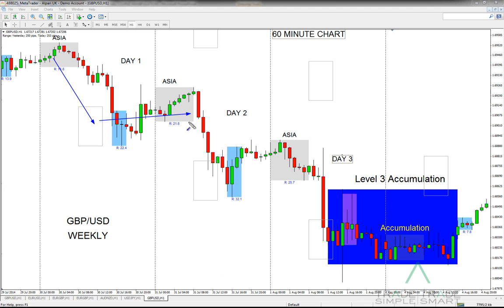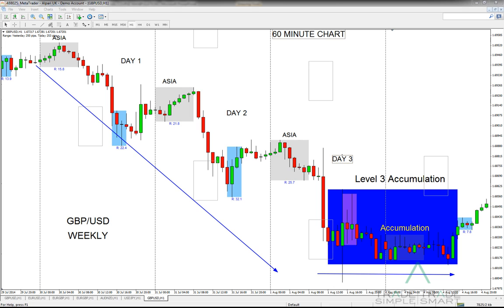We then on day 2 have our second move to the downside, and then we go into another period of accumulation, and then on day 3 we have our third and final move to the downside. So these 3 levels of fall complete our weekly cycle, and then just like with the intraday cycles where we see 3 levels of fall and a period of accumulation, we have 3 days of fall and we go into our level 3 period of accumulation.